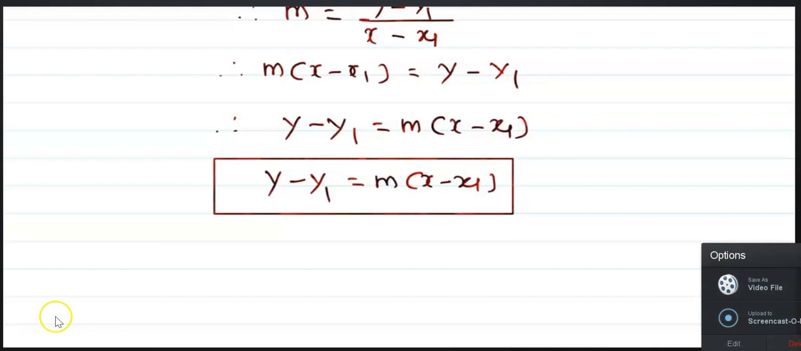It is called the slope point form because here we know the slope of the line and, at the same time, one point on the line. If we know one point of the line and the slope of the line, we use this formula, that is, y minus y1 is equal to m in bracket x minus x1.